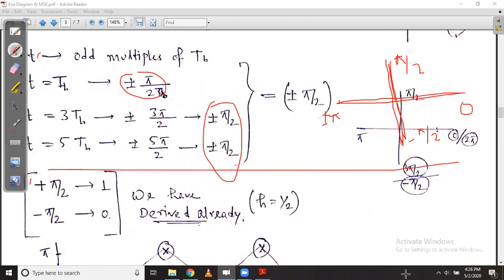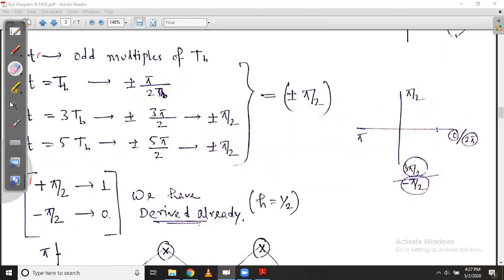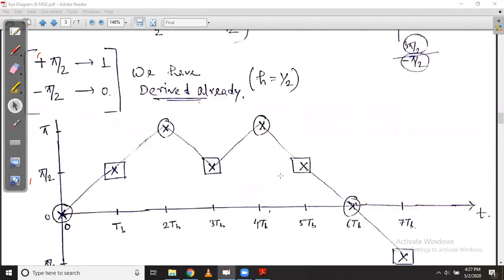Up to this, we have got two important things. One is whenever the bit is digit 1, that means plus pi by 2 is the phase angle. Whenever the digit is 0, that means minus pi by 2 is the phase angle. That is one important piece of information. The next information is that if the value of small t is an even multiple of T_b, then the phase angle will be 0 and plus minus pi. And if small t is an odd multiple of T_b, then the value of phase angle will be plus minus pi by 2. So these two important pieces of information we got till now, and they will be used in the consequent section.